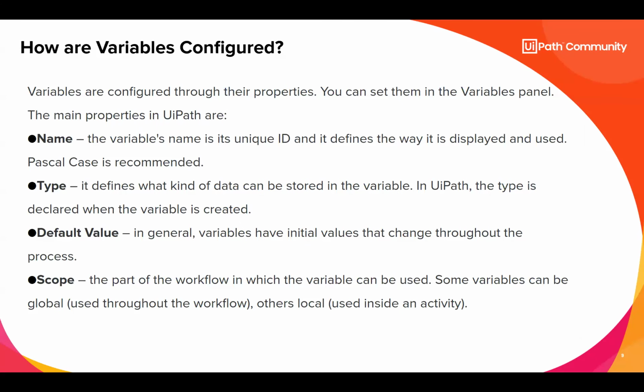Before I show us how to actually do this, let's look at this. How do we configure our variable? Like I mentioned earlier, using the variables panel, you can create your variable. And that is not the only thing you can do in the variables panel. You can set the data type of that variable. You can assign a default value for the variable, as well as set the scope that the variable should be available for. So let's quickly take a look at this in UiPath Studio.